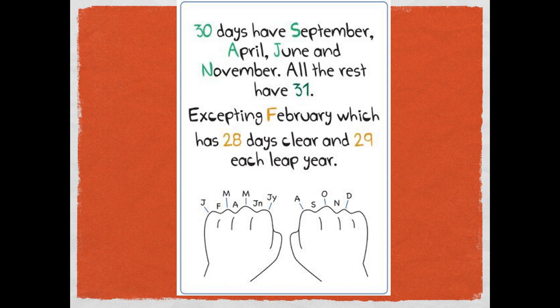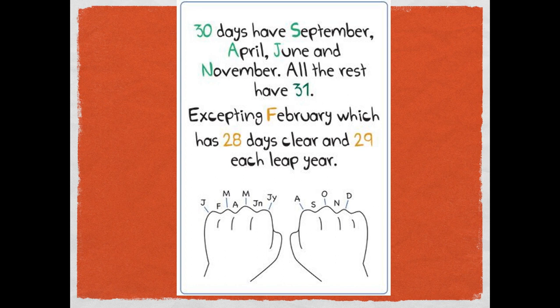Now, another trick that you can use is if you put your hands into fists, and you can use your knuckles. So anywhere there's a knuckle is going to be 31 days, okay? And where there's a dip is going to be less, than 31. So January has 31 days, but February we know has 28 or 29. And then the next knuckle is March, which has 31.